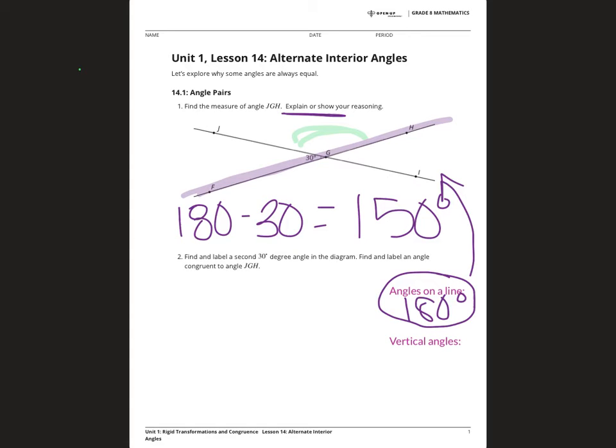Okay, so number 2 says, and I'm going to erase some of this so that I can help you guys look at number 2. Number 2 says, find and label a second 30-degree angle in the diagram. Find and label an angle congruent to JGH. So like we said, JGH is 150 degrees. Okay, we know that. Now, there was a thing that we talked about again at the end of last year, and they're called vertical angles. Vertical angles are always equal.